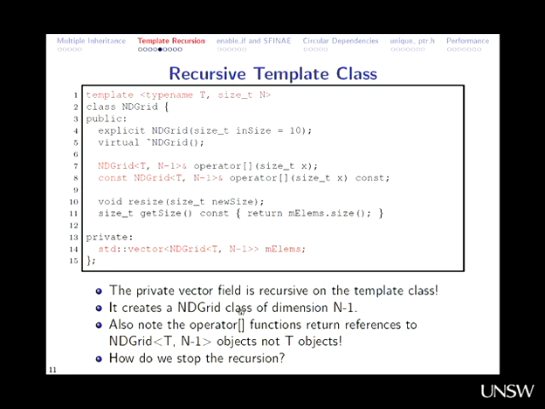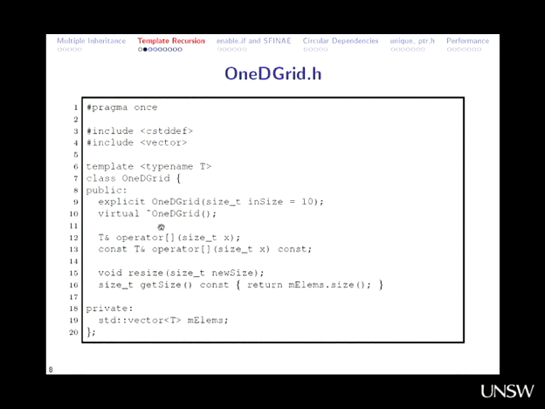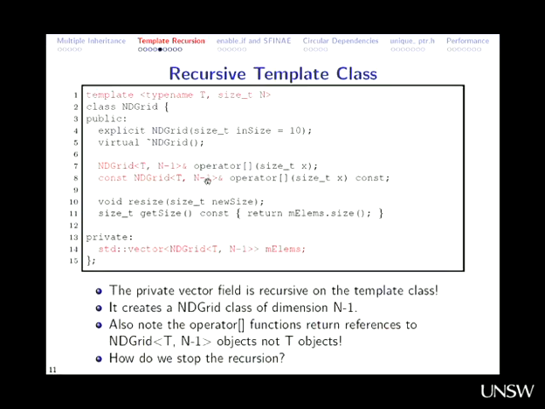And like I said, point out that the operator square brackets are returning now these NDGrid objects, not T objects. So again, we've got two slides. This is returning this base T data type. This is also returning recursive data types as well. So we have this recursive template. How are we going to program this recursive template to stop recursing?